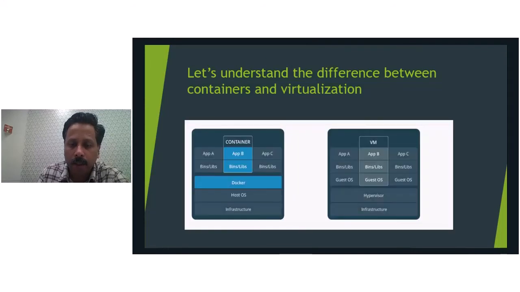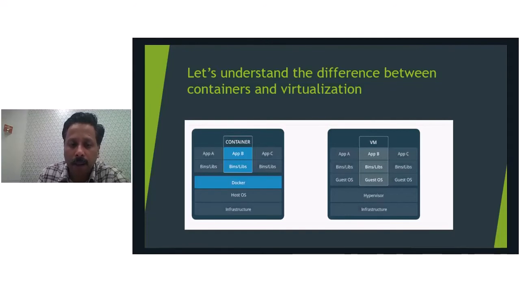So look at these two diagrams. Okay, the right hand side we have VMs. How are VMs packaged, right? So you have infrastructure, you have hypervisor. Then in the VM you have application, whatever related binaries and libraries. Then there is a guest OS. So this operating system is applicable for each VM. So you have one more VM, there will also be an operating system.